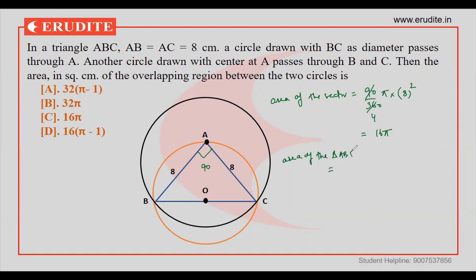It will be half, ABC will be half. Base is 8 and height is also 8. That is 32. So the area of the segment will be how much, guys?